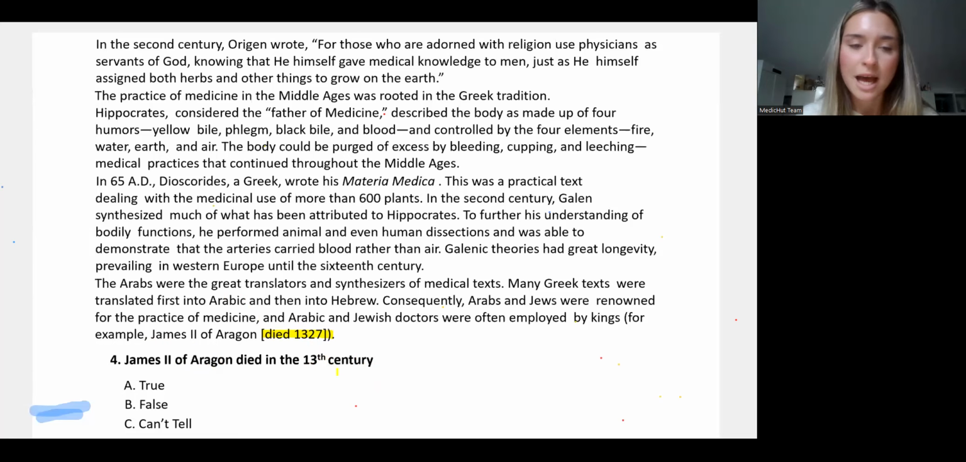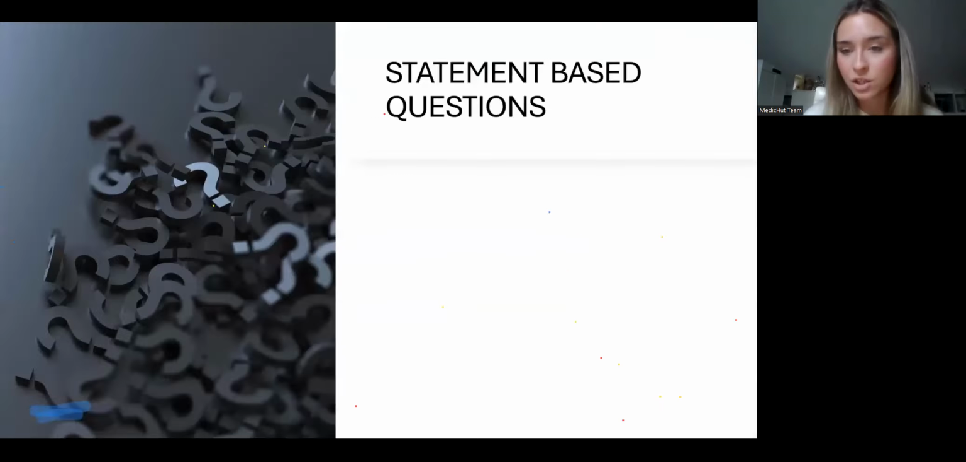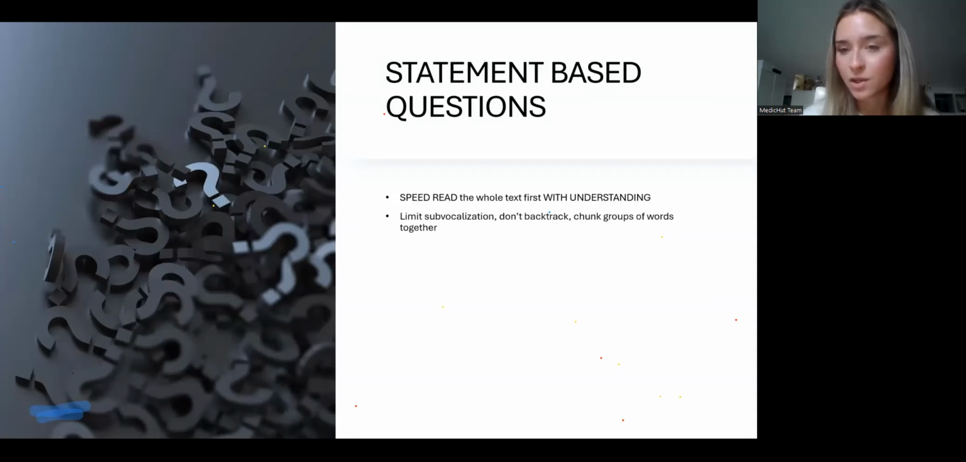Perfect. Really, really good. So we'll move on to the next question, which will basically be statement-based questions. Statement-based questions are a lot more difficult than true, false, can't tell questions. They basically require you to speed read the whole of the text with understanding first in a majority of cases, and then go on to answering your questions. There are a few things that you can do in statement-based questions in order to perform better in them. The first thing is being able to limit your sub-vocalization. Do you guys want to tell me in the chat what you think sub-vocalization means? It's okay if you don't.